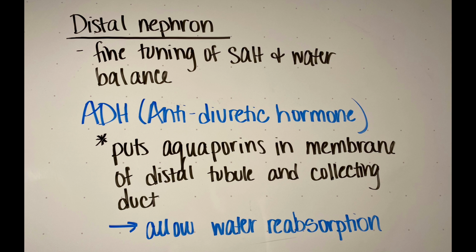The distal tubule and collecting duct are the places where the fine-tuning of salt and water balance occurs. If water is going to be reabsorbed here, it will occur with a hormone known as ADH, or antidiuretic hormone. And what happens is that antidiuretic hormone puts proteins called aquaporins in the membrane of the distal tubule and collecting duct. These aquaporins allow water to be reabsorbed into the bloodstream from the filtrate. And anything that is left after this final reabsorption and secretion goes into the renal pelvis to be excreted as urine.